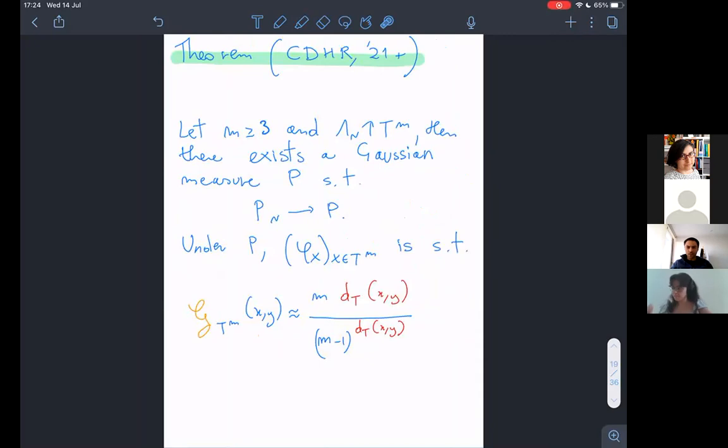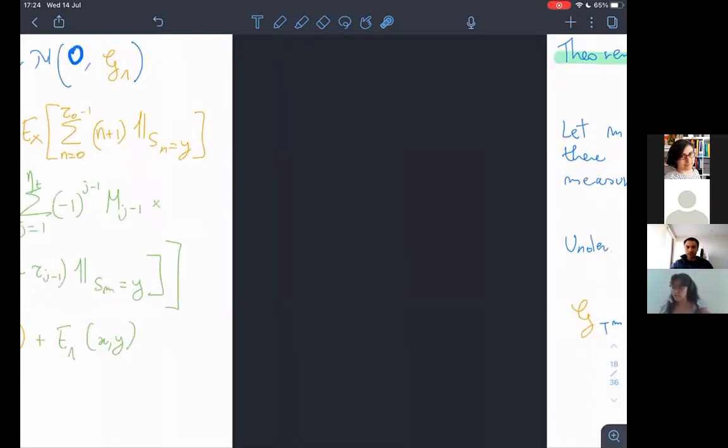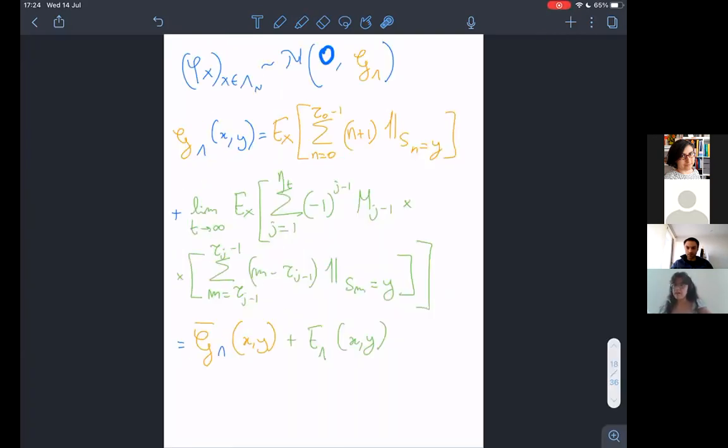Yes. Just a quick question. This M that appears in the formula, is it important, or maybe I missed it, the M_{j-1} in the... So this M_{j-1} is the product of the excursions between successive times when you are outside of lambda.